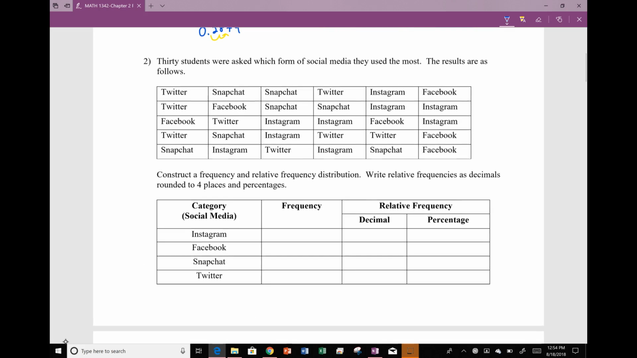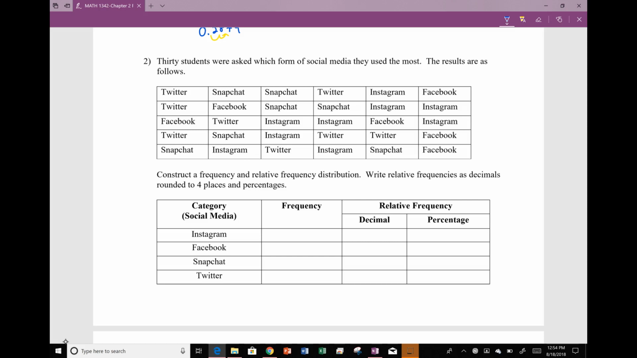Let's look at number 2. It says 30 students were asked which form of social media they use the most. The results are as follows. So this first person uses Twitter. Well, notice I want to create this frequency and relative frequency distribution. So I want to get the frequency and I want to get the relative frequency.